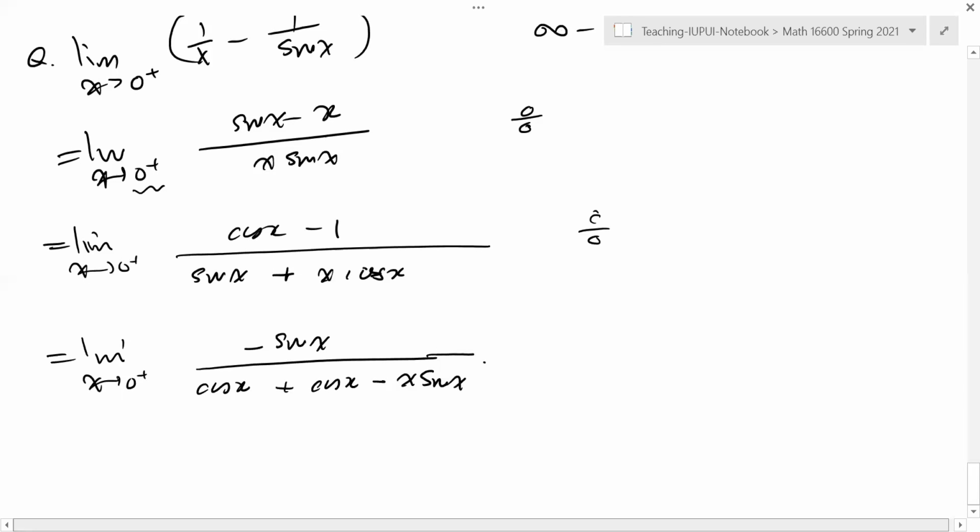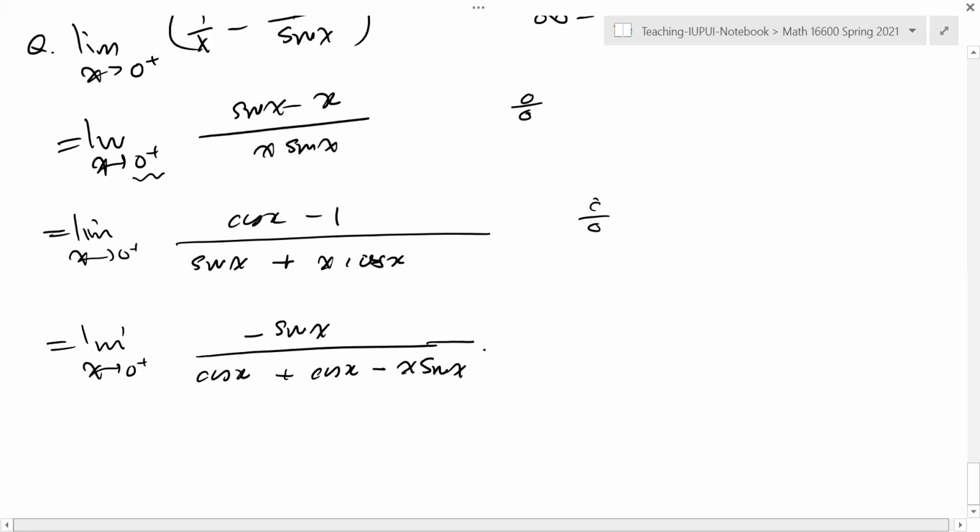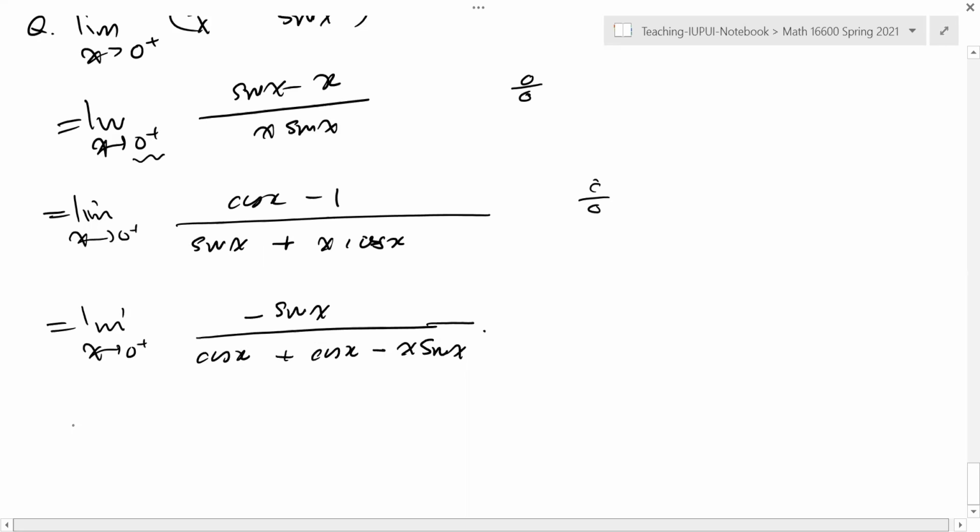Is it going to be 0 over 0 type? No. The numerator is going to be 0. The denominator is going to be 2. So the answer is going to be negative 0 over 2 minus 0. So it's 0. All right.